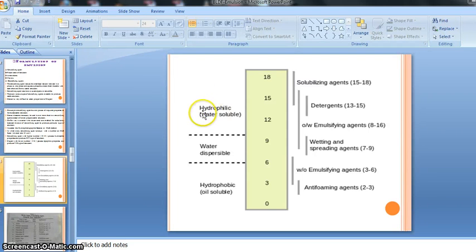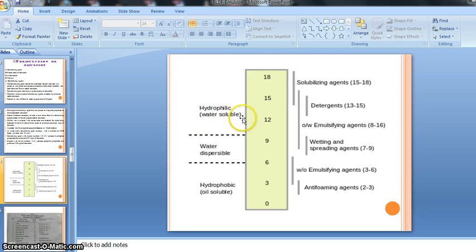And in between hydrophilic and lipophilic or hydrophobic, there is one portion, that is water dispersible. Water dispersible means the substance is not soluble in water and also not soluble in oil, but is only dispersed or distributed throughout the water for a sufficient time, right? Do you understand?